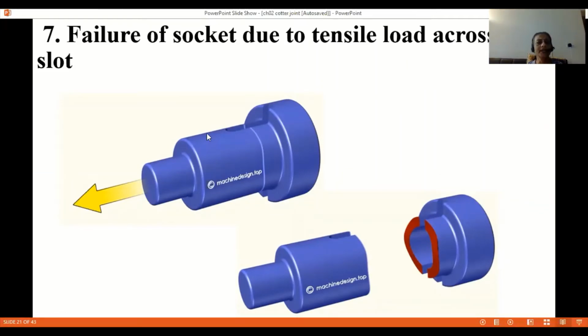Socket can be subjected to failure at this place, or at this place, or at this place. Over here it is solid. Over here it is hollow circular. Here where we have shown the failure, it is hollow circular with a rectangular slot. And there it has minimum area, so chances of failure would be high.